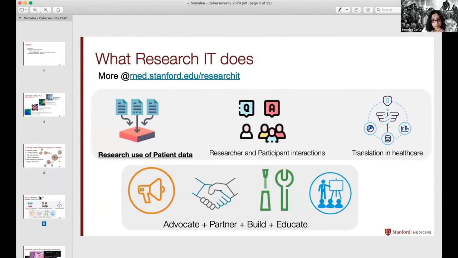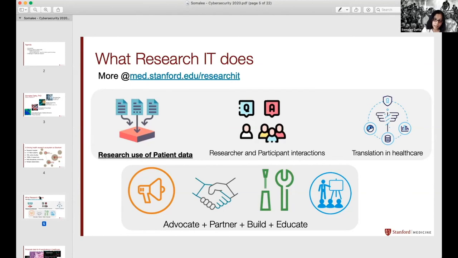How research IT fits in this is we have a team that provides services across multiple stakeholders. One of our primary roles is to bring patient data from the two hospitals and make them available for research. And this is what I'll primarily focus on today.